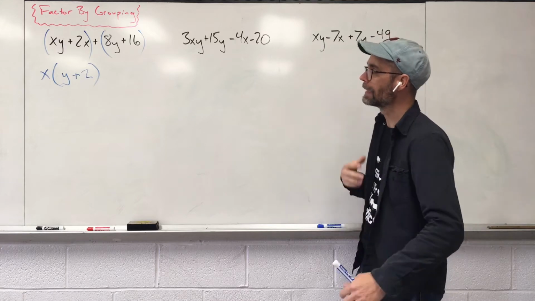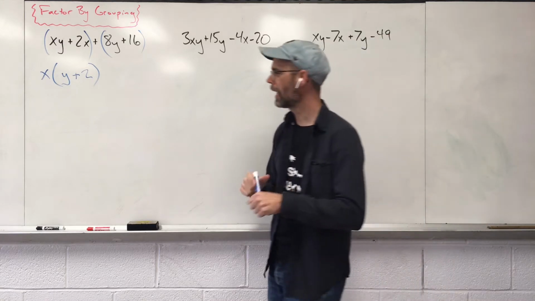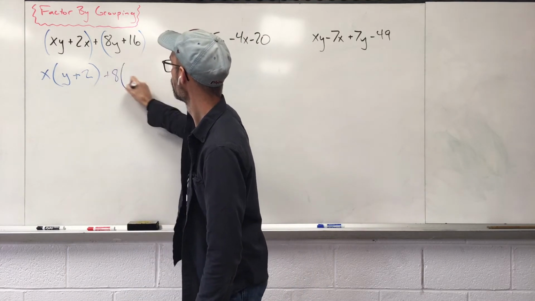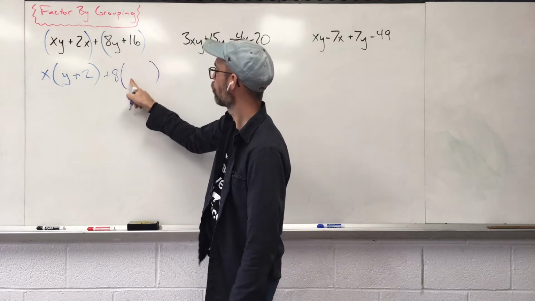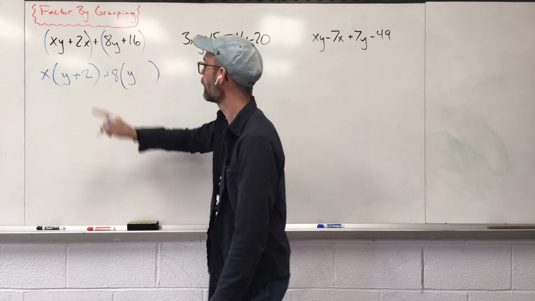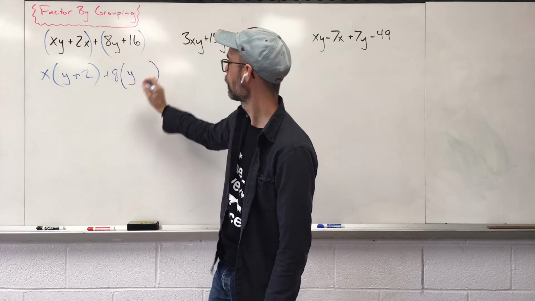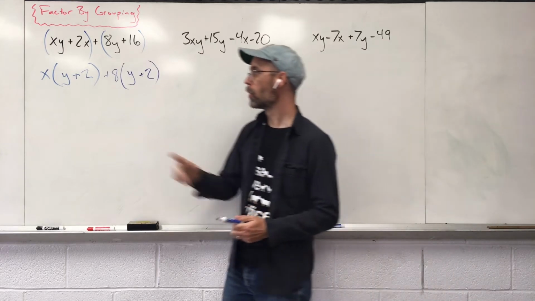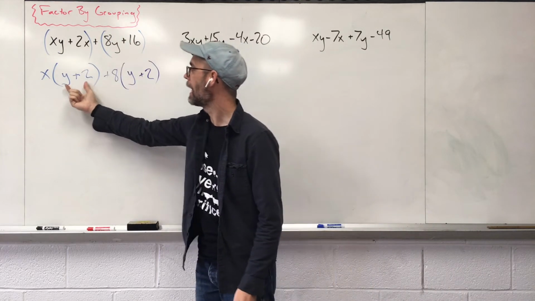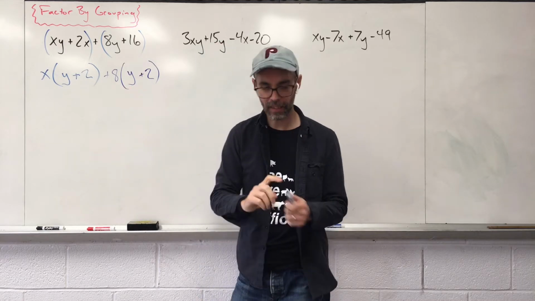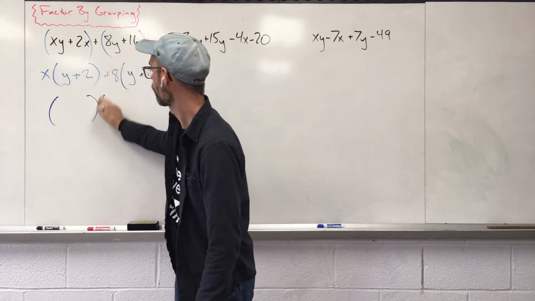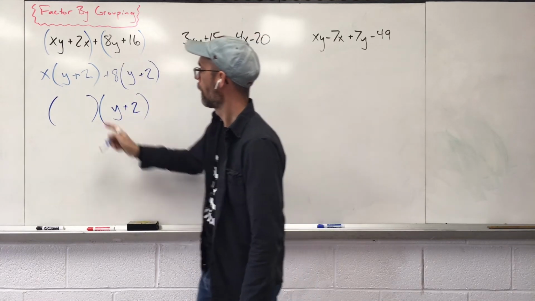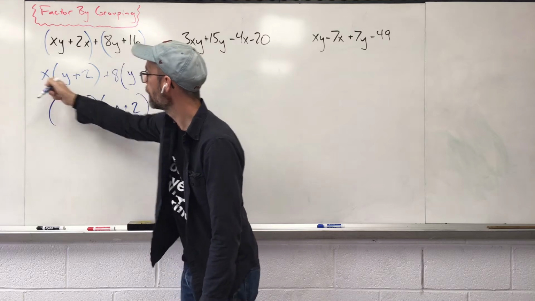The next one, 8y and 16, what do they share? They both share the number 8. So I'm going to bring the 8 outside. 8 times what gives me 8y? 8 times y. 8 times what gives me 16? 2. Now, our first goal when we're factoring by grouping is we want to factor the first, factor the second, and our answer in the parentheses has to be the same, because that's where we're going to fill in one of these. The other, we're going to create by what we took out.